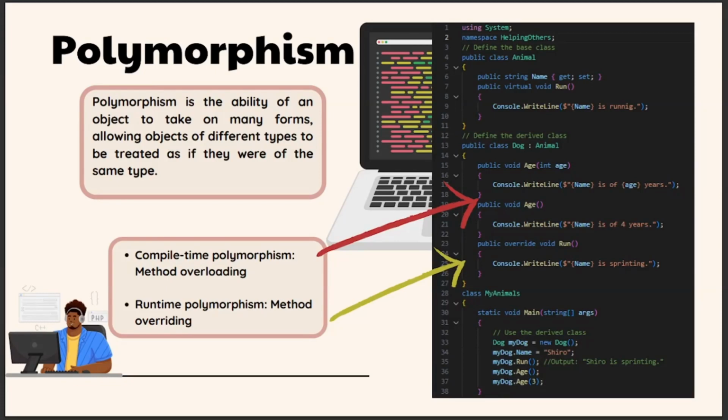Now coming to runtime polymorphism, or method overriding. You can see in the given code that the base class, the animal class, has a virtual method named run. Also you can see that in the inherited class, the dog class, there is a method of the same name, run, but it is written in override form. What happens here is the run method in the dog class overrides the run method in the animal class whenever it is called. This is known as method overriding.